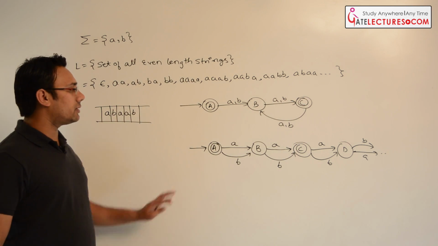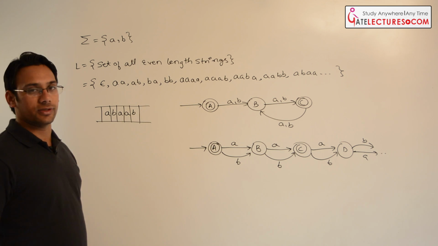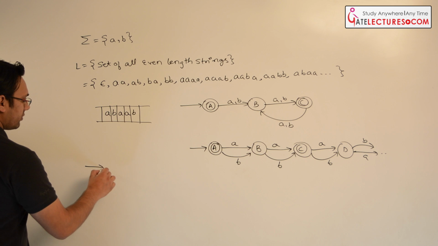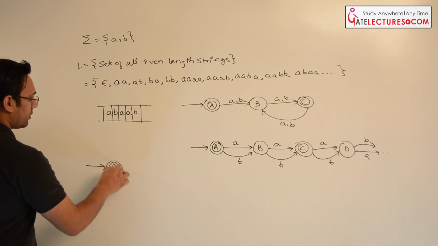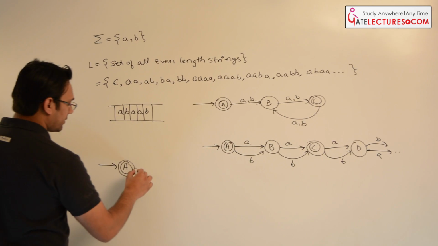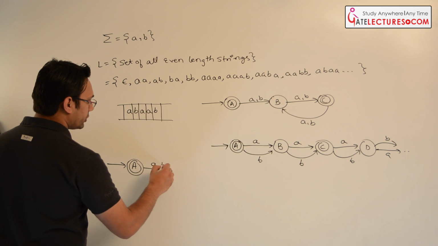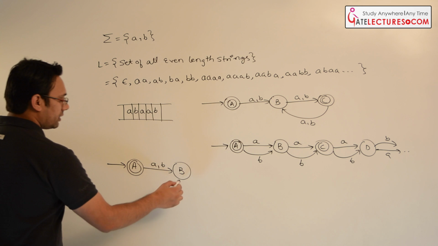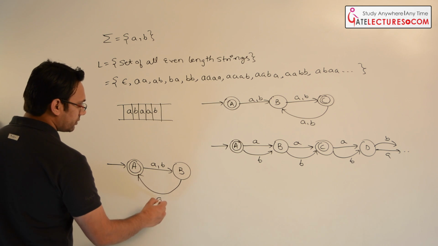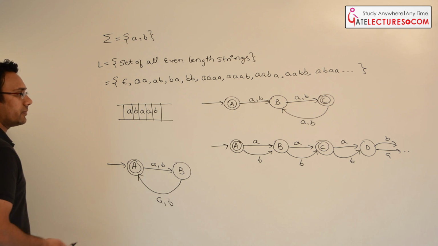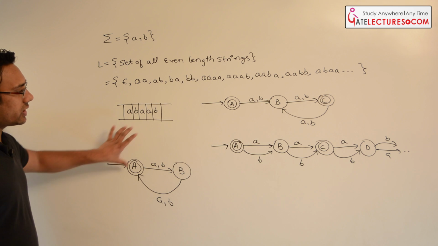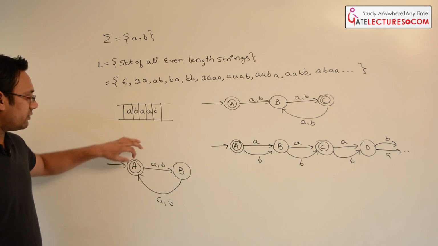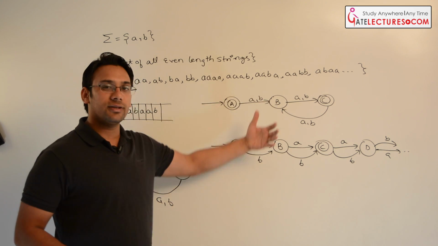Can we have a smaller diagram as compared to this? Let us try if we can have a smaller diagram here. Let us say we have initial state A. After reading the symbol A, I am going to state B. Fine. From B, I can again come to state A and so on. Okay. So this is how we can represent this same diagram as a minimum diagram.